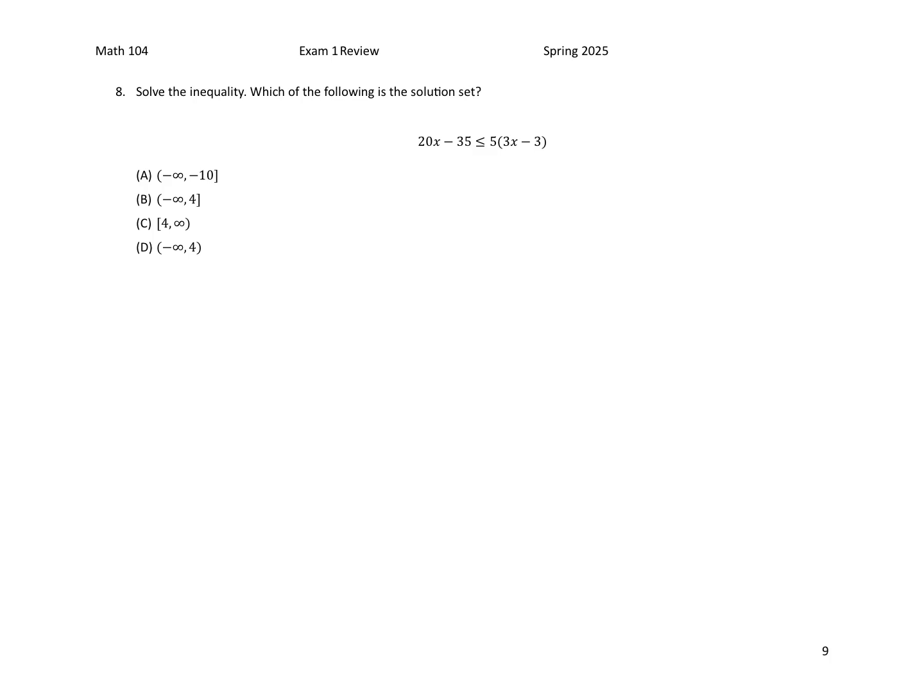Solve the inequality. Which of the following is the solution set? So we're going to treat this just like an equation. The only difference is that if I multiply or divide by a negative, we turn the alligator around. So I'm going to start by distributing the 5 on the right-hand side.